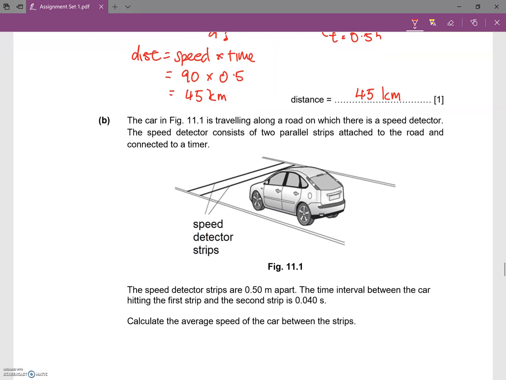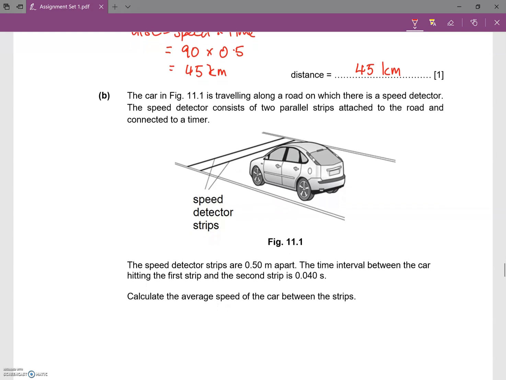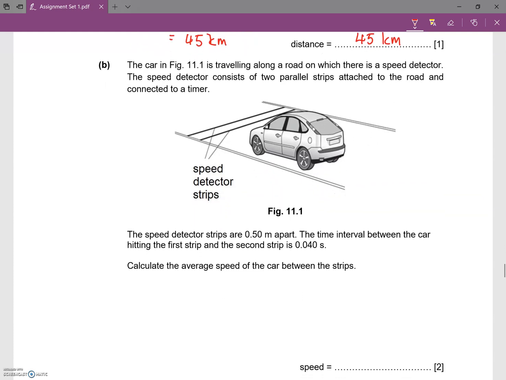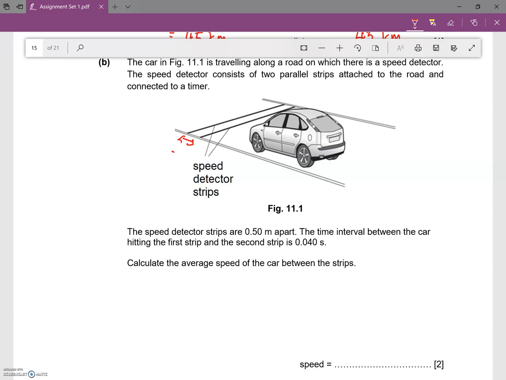Now let's look at part B. The car in figure 11.1 is traveling along the road, which has a speed detector. It consists of two parallel strips attached to the road connected to a timer. The speed detector strips are 0.5 meter apart, so there's a fixed width. They are 0.5 meters apart.